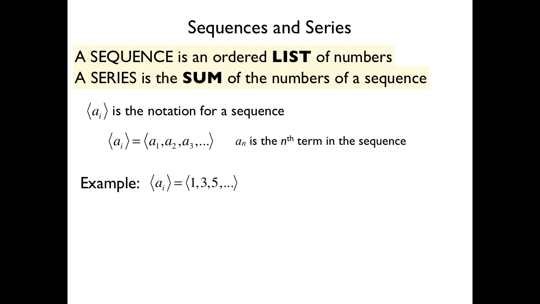So here's an example of a sequence. A sub i is 1, 3, 5, dot, dot, dot, which means continue like that. So what is A sub 3? 5. The 3 refers to which term? The third term. So A sub 3 is 5. What is A sub 5, if we assume that the pattern will continue this way? 9. A sub 5 is 9. Okay. What's A sub 85?